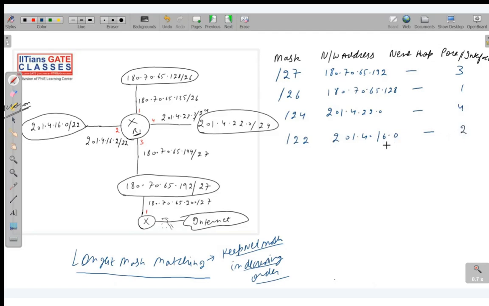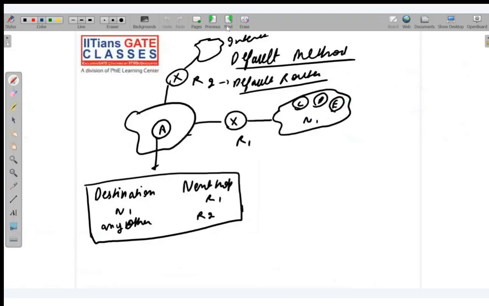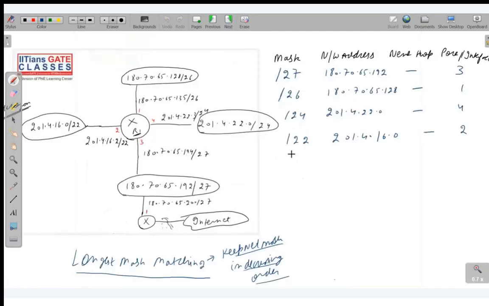Now the important part will come. I have told you, see this, here any other. So now I will tell you mathematically how you will represent it. Mathematically, I will keep the net mask as slash 0. So obviously when I keep slash 0, that means what?